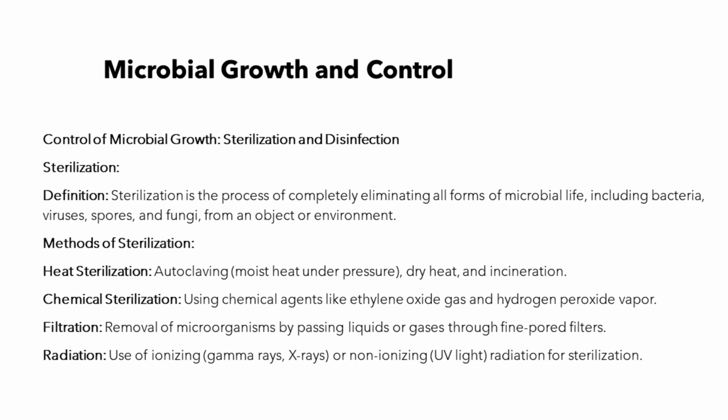Microbial growth and control. Control of microbial growth is very important. With the help of sterilization and disinfection, we can control microbial growth. Sterilization is the process of completely eliminating all forms of microbial life, including bacteria, viruses, spores, and fungi, from an object or environment. Methods of sterilization: heat sterilization, autoclaving, which is moist heat under pressure, dry heat, and incineration.